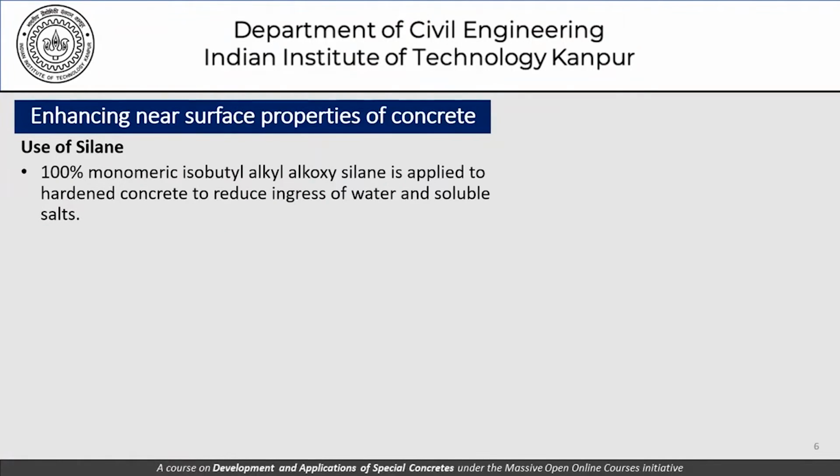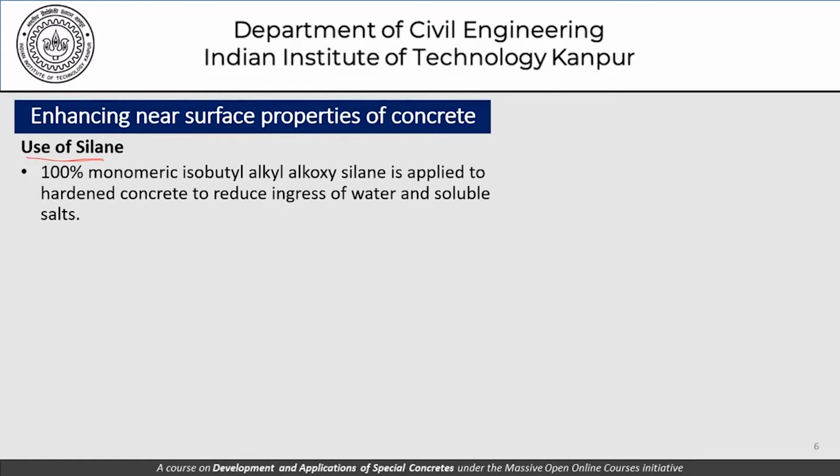One way to address this issue of enhancing the near surface properties of concrete is by use of silane. 100% monomeric isobutyl alkyl alkoxysilane is applied to the hardened concrete to reduce the ingress of water and soluble salts.